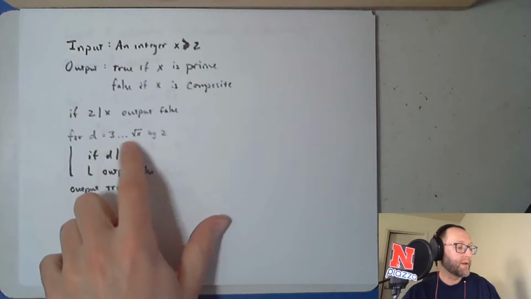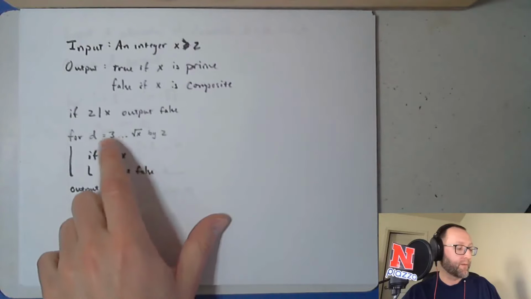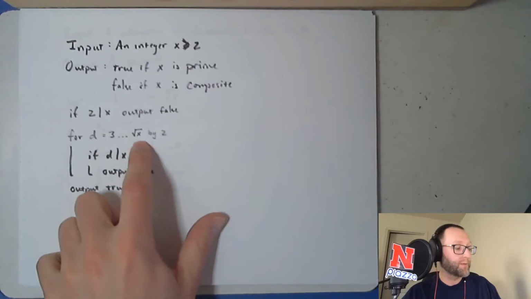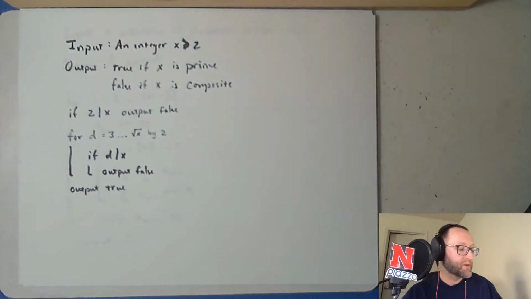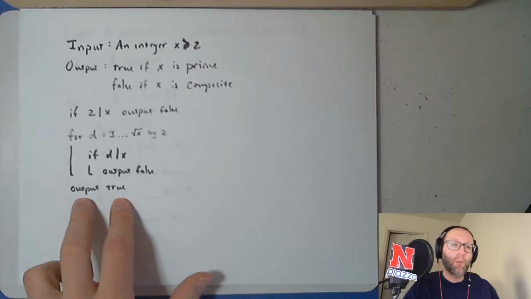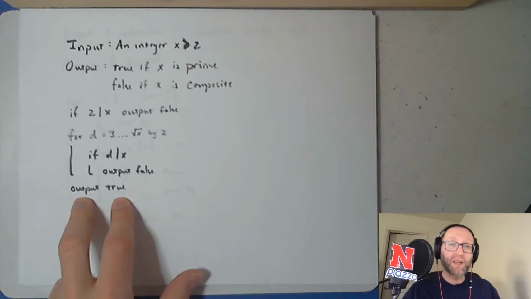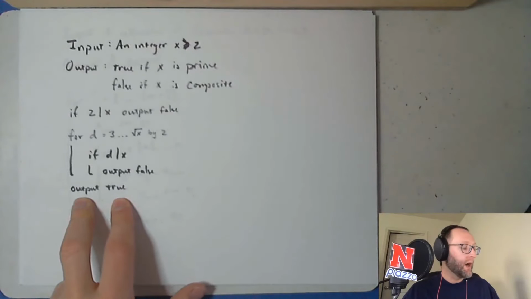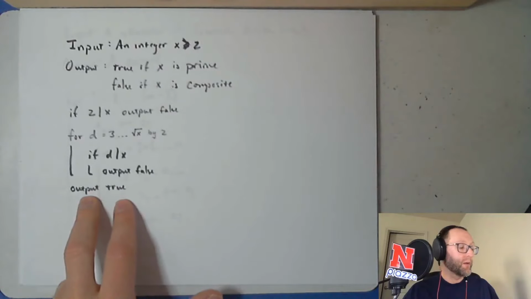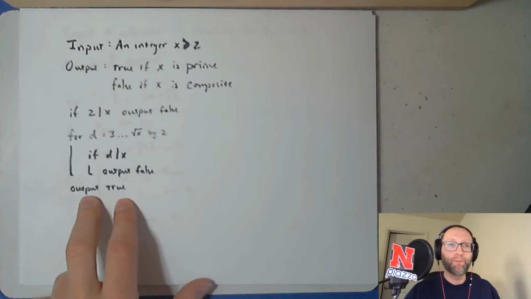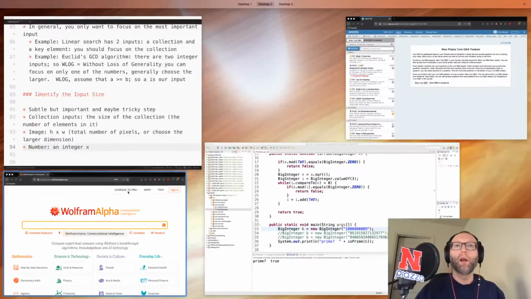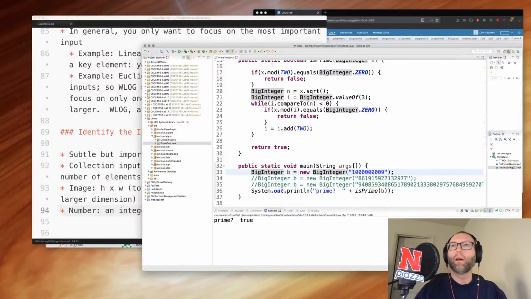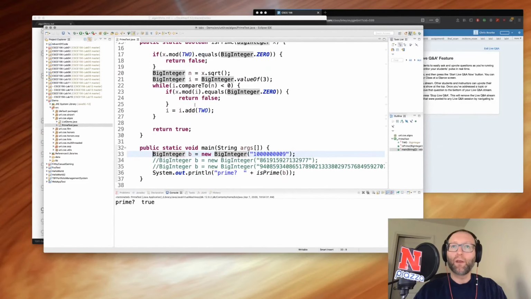If nothing divides it from 2 up to the square root of x, then nothing greater than that will divide it. All right, that's just basic math. Then I output true, because after testing all of those divisors, none of them divided it, then it's definitely prime. Okay? So what I want to do now is I'm going to go ahead and transition over, and let's take a look at a program that does this.